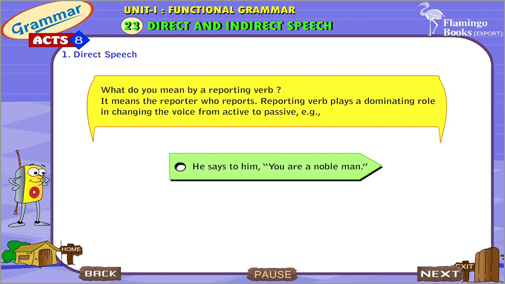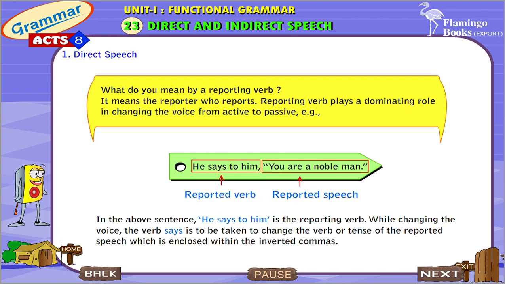Reporting verb plays a dominating role in changing the voice from active to passive. Example, he says to him, "You are a noble man." In the above sentence, "he says to him" is a reporting verb. While changing the voice, the verb says is to be taken to change the verb or tense of the reported speech, which is enclosed within the inverted commas.